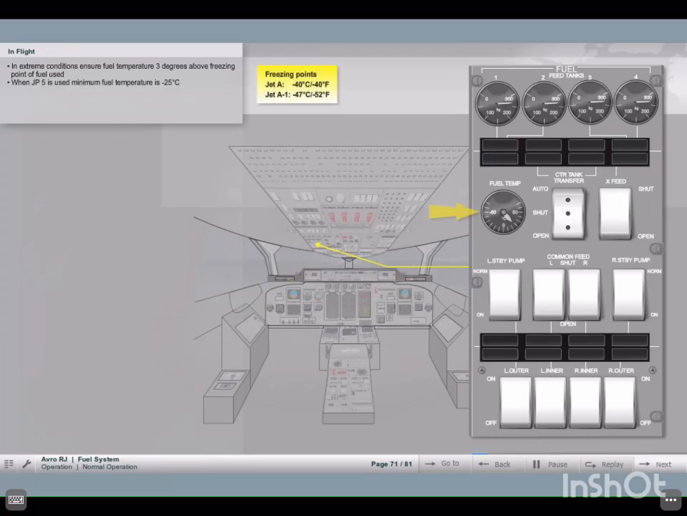In extreme conditions, the fuel temperature in the right outer feed tank should be monitored to ensure that it remains within the limit of 3 degrees above the published freezing point of the fuel used. When JP5 is used, the minimum fuel temperature is minus 25 degrees Celsius.